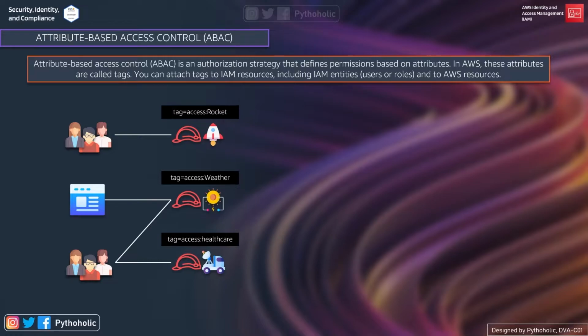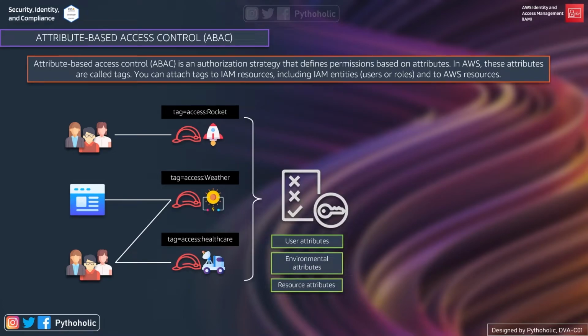And how do we do that? Yes, by attaching tags to IAM resources, including IAM entities or identities that are users or roles, and to AWS resources. Hence, we are attaching tags, in other terms, attributes to the IAM entities and to the AWS resources.